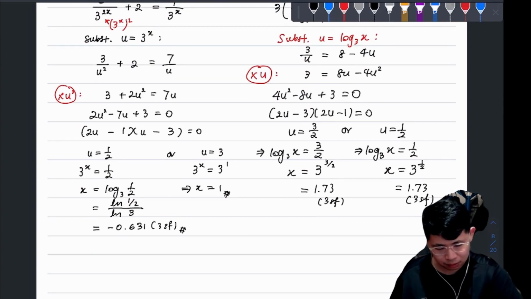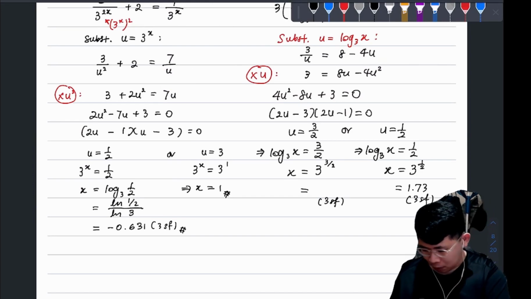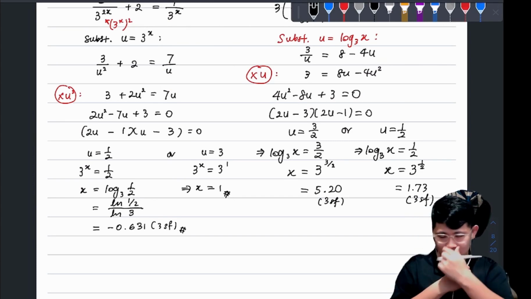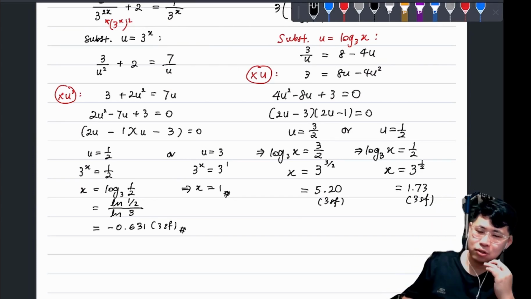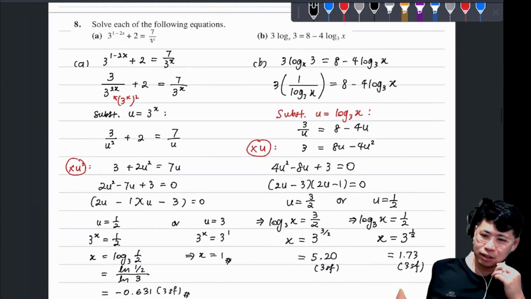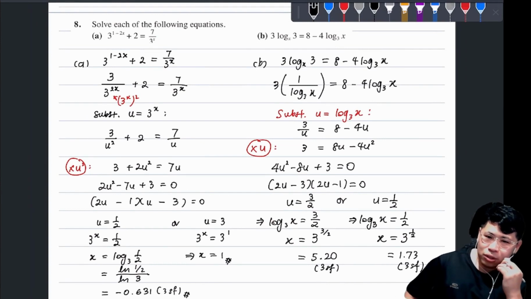Sorry, the other one is a bit wrong. This should be 3 to the power 1.5. So this is 5.20. Yes, this makes more sense. Okay, so 5.20 and 1.73. So once again, if you have exhausted all the laws of logarithm, then we can consider a good substitution.